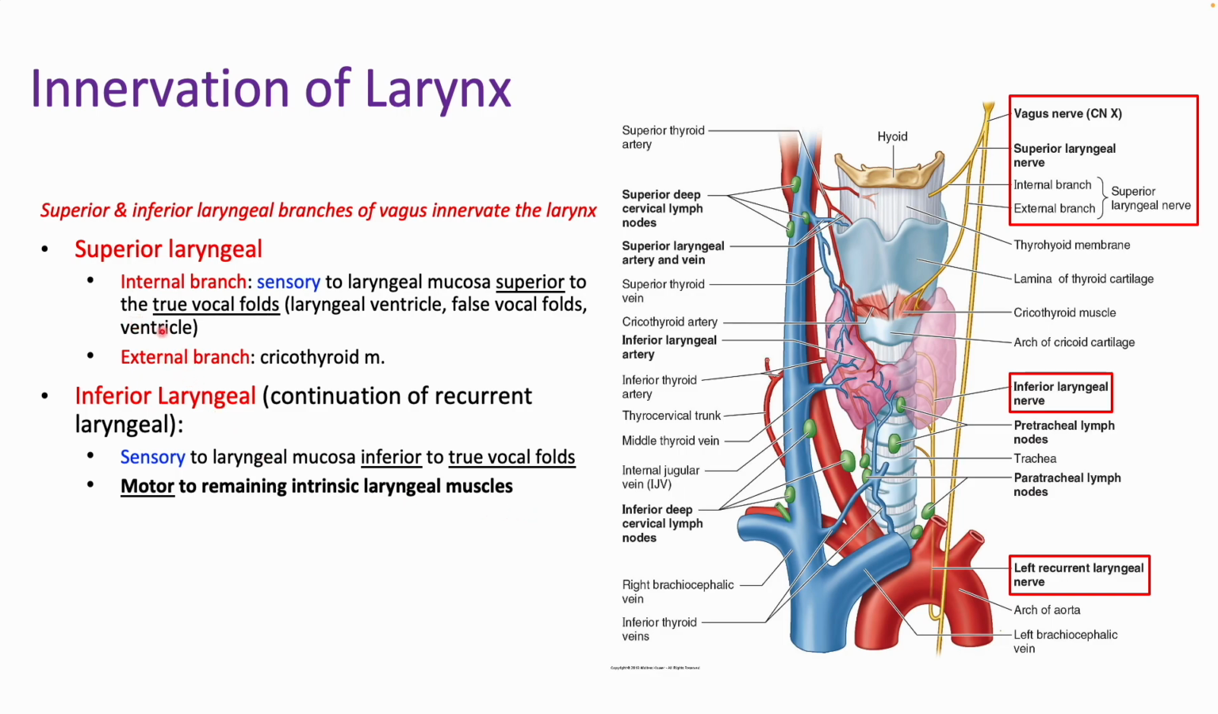And so again, with nerves, we always want to be thinking about lesions. What function are we going to lose? What sensation are we going to lose? And so if we get a lesion on just the external branch, that's only going to lose our cricothyroid. But if we get one on our inferior laryngeal, that's going to go to essentially every muscle except for that. So we're going to lose basically everything in our larynx.